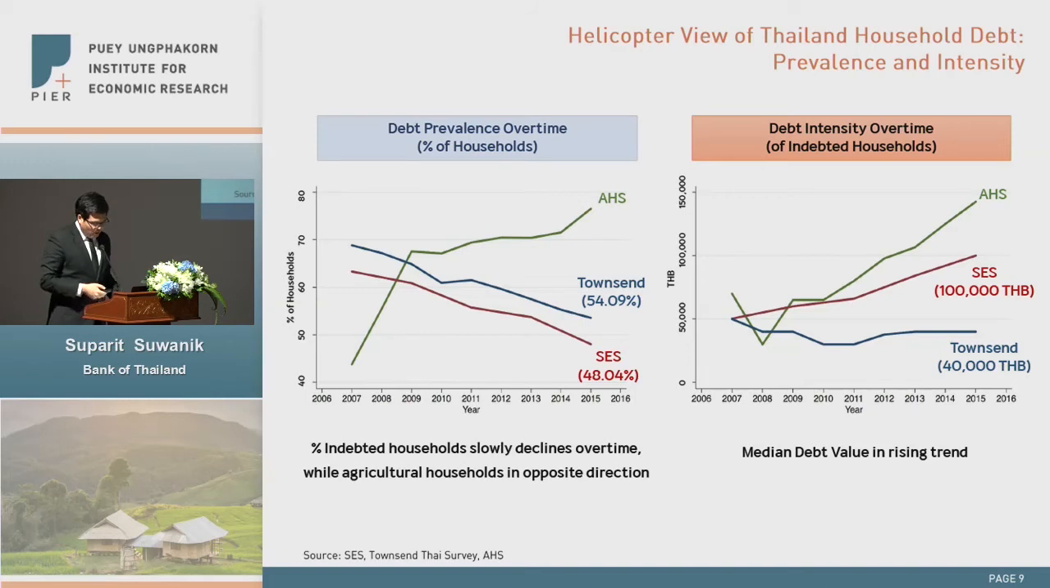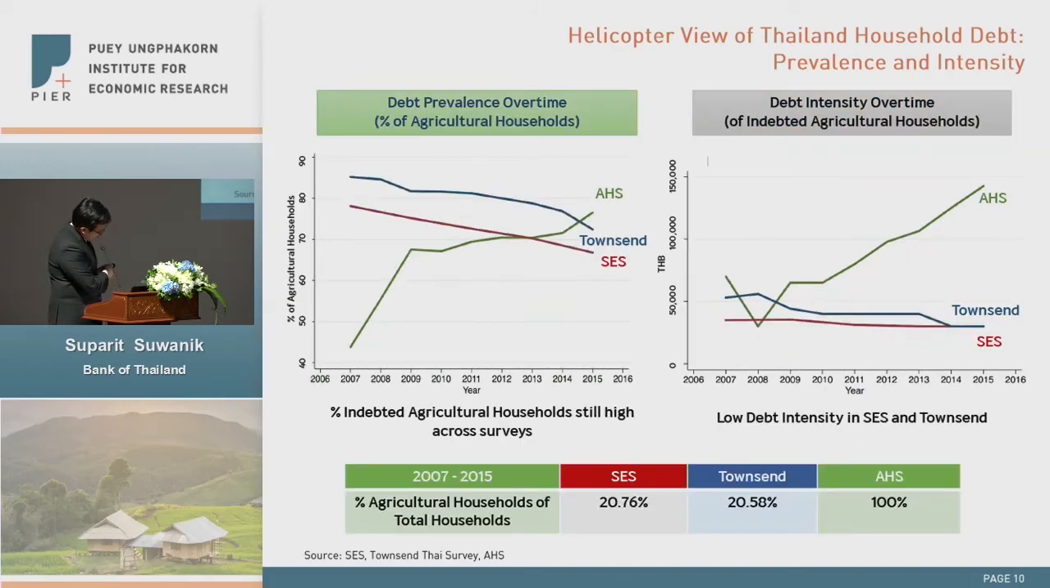We can see that for only the agricultural households across the surveys, the debt prevalence of the agricultural households in both the SES and 1,000 has the same trend as in the previous graph, but only differs in the percentage of the prevalence itself. And for the debt intensity, the picture is quite the same as the previous graph. So the debt prevalence that has a different direction against both the SES and 1,000 is still puzzling us, and we are still in the process of finding it out in the paper.